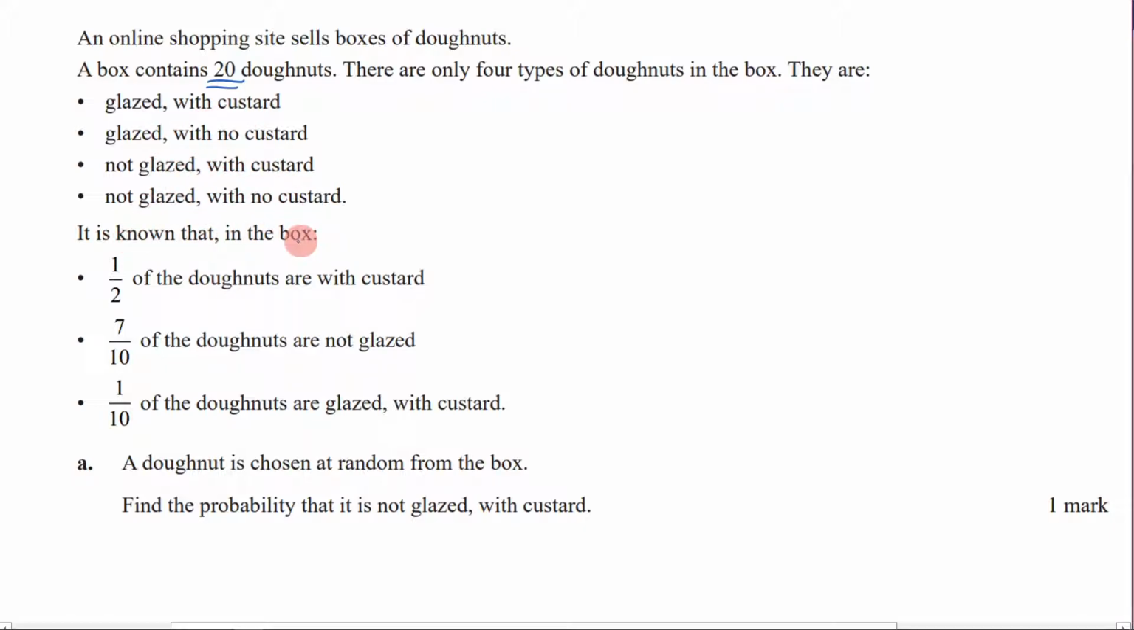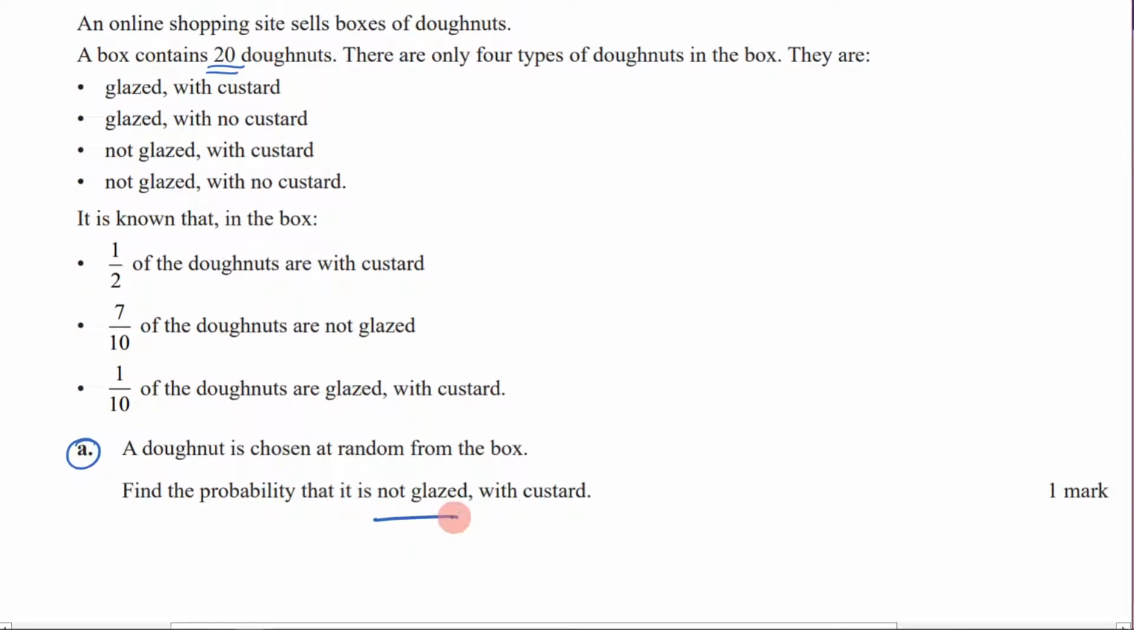It is known that in the box, half the donuts are with custard, 7 on 10 of the donuts are not glazed, 1 on 10 of the donuts are glazed with custard. Then for part A, what it wants us to do is a donut is chosen at random from the box. Find the probability that it is not glazed with custard.